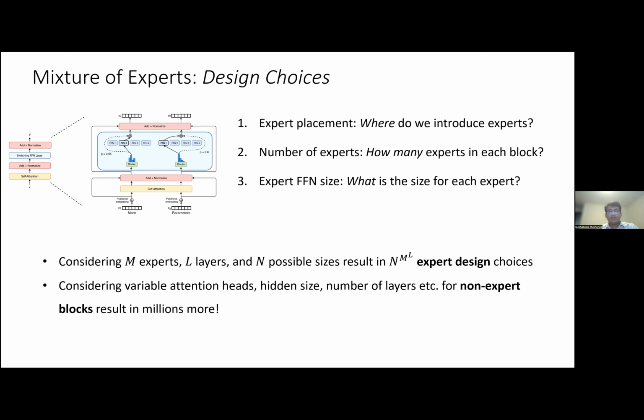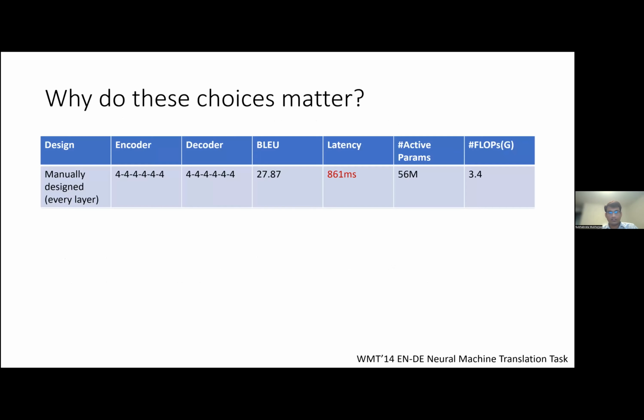And remember that this is just for the sparse search space. If you also consider the dense part of the search space, that is, you can have variable encoder layers, variable decoder layers, attention heads, and so on, this results in millions more configurations. So again, we would want a principled design policy to navigate through all these possible combinatorial choices.